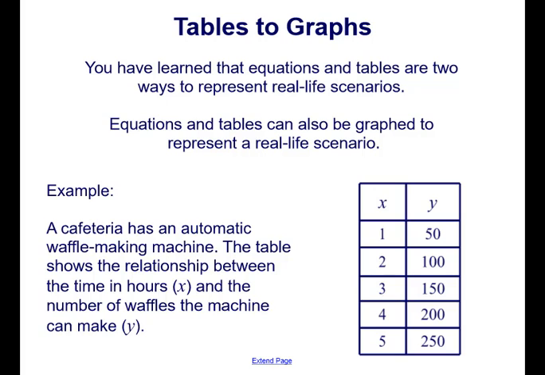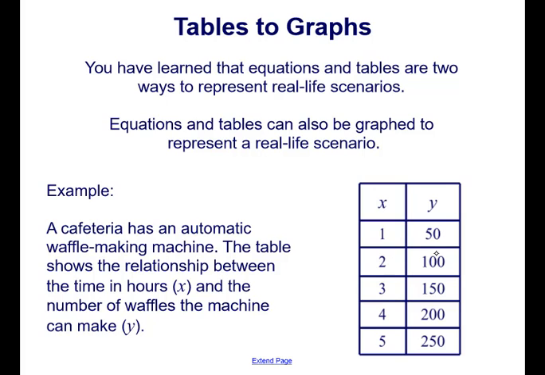Here's an example. A cafeteria has an automatic waffle-making machine. The table shows the relationship between the time in hours x and the number of waffles the machine can make, y. So in this table, for example, the first row, we have an input of 1 and an output of 50. So that means in 1 hour, the waffle machine can make 50 waffles.